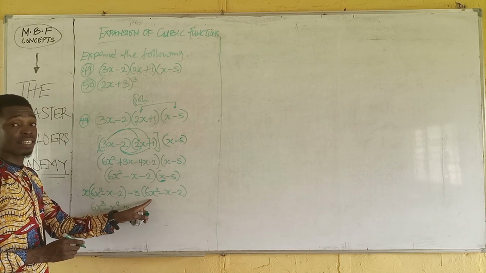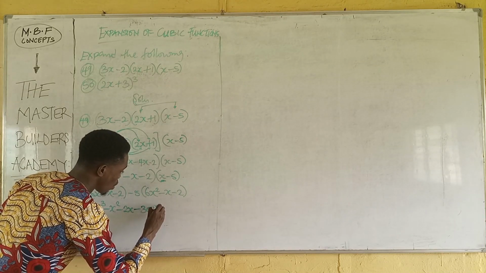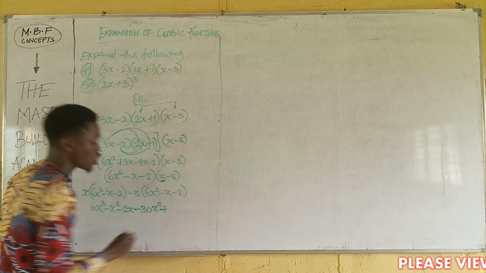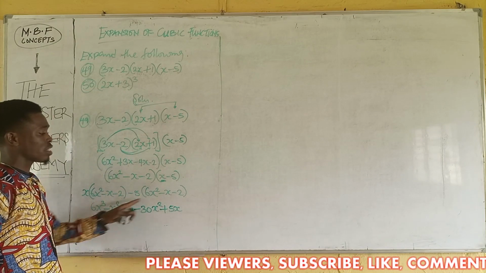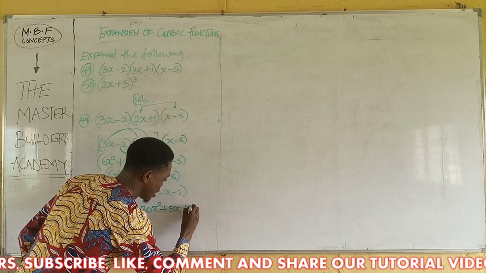Minus 5 multiplied by 6x squared, guys, we are going to have minus 30x squared. And minus 5 multiplied by minus 1x. Now, don't forget, minus times minus is plus, and 5 times x is 5x. Also, minus times minus is plus, and 2 times 5 or 5 times 2 is 10.